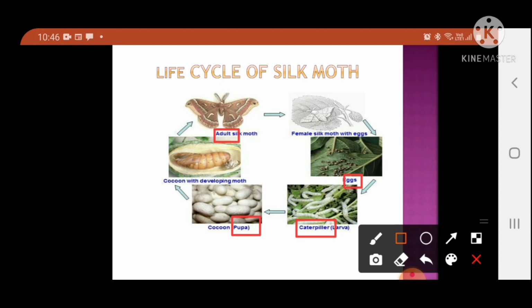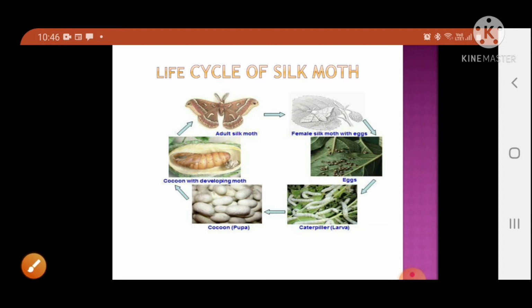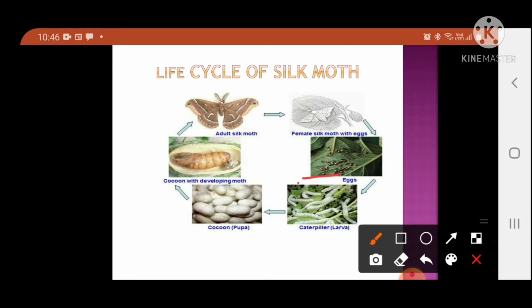The female silk moth lays hundreds of eggs on the mulberry leaves. The larvae then hatch out in 3 to 5 days and they are called caterpillars. These caterpillars feed on mulberry leaves and grow in size.